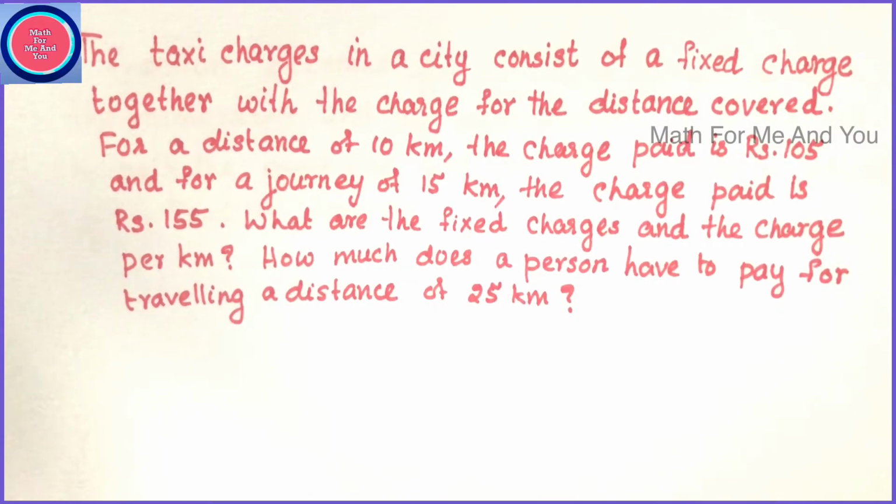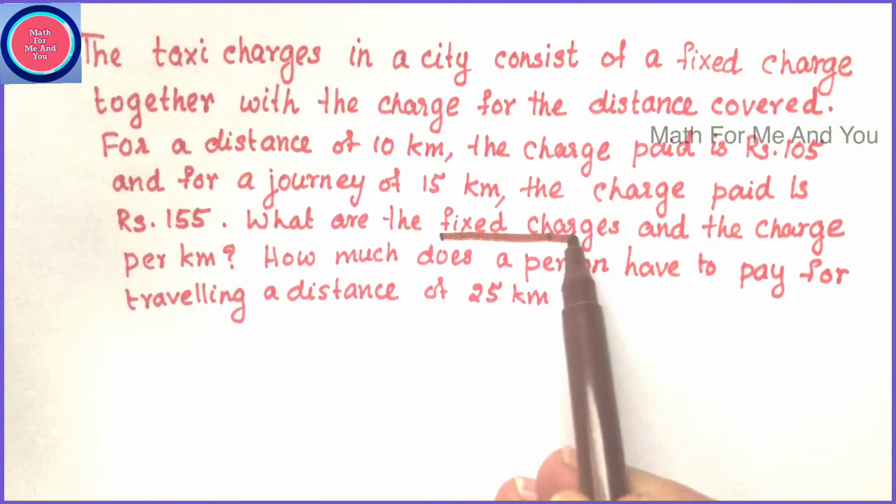Next one. The taxi charges in a city consist of a fixed charge together with the charge for the distance covered. For a distance of 10 km, the charge paid is rupees 105, and for a journey of 15 km, the charge paid is rupees 155. What are the fixed charges and the charge per kilometer? How much does a person have to pay for traveling a distance of 25 km?